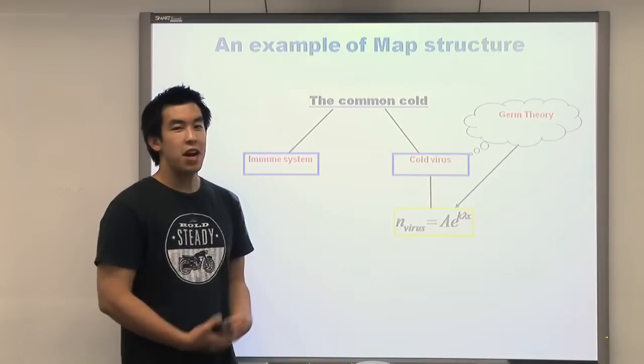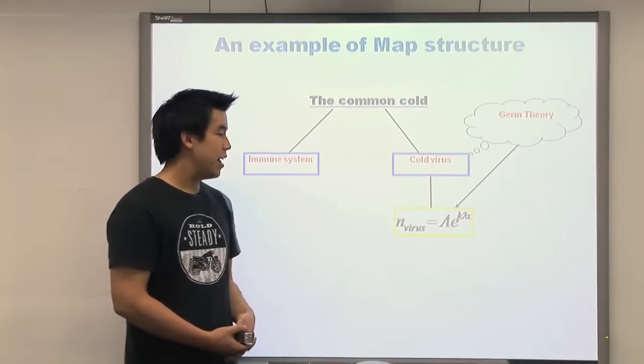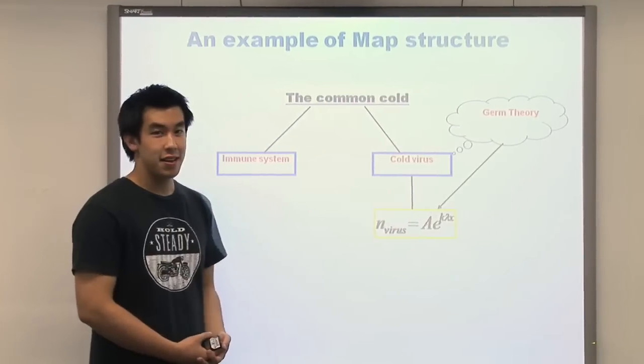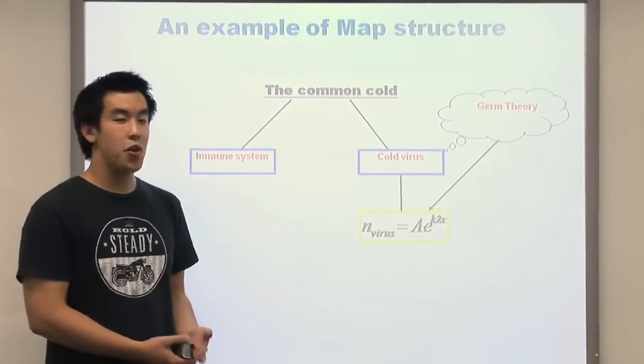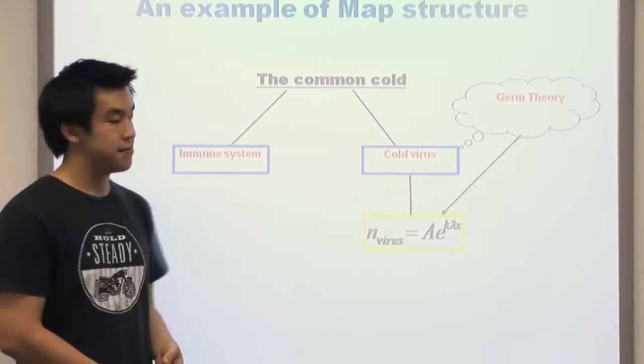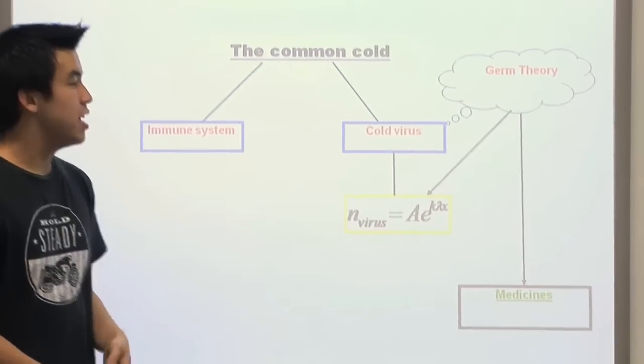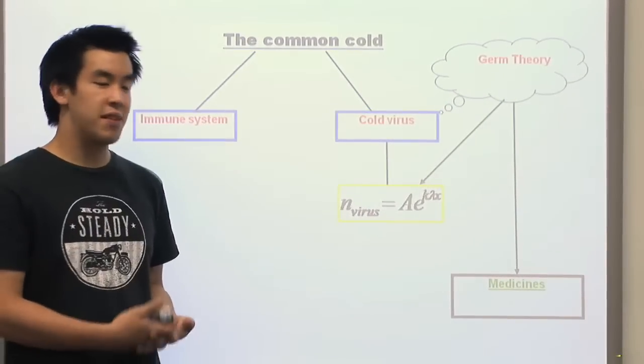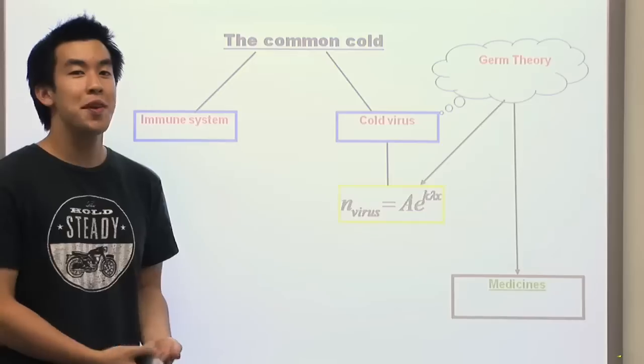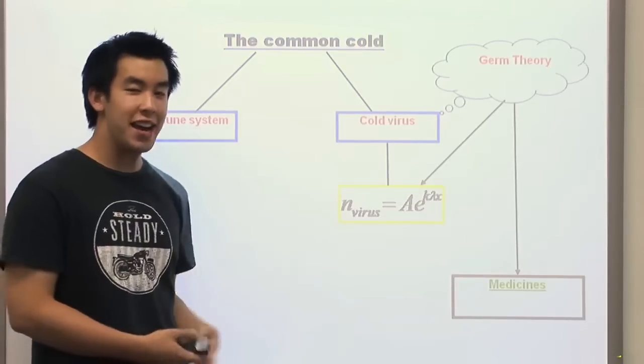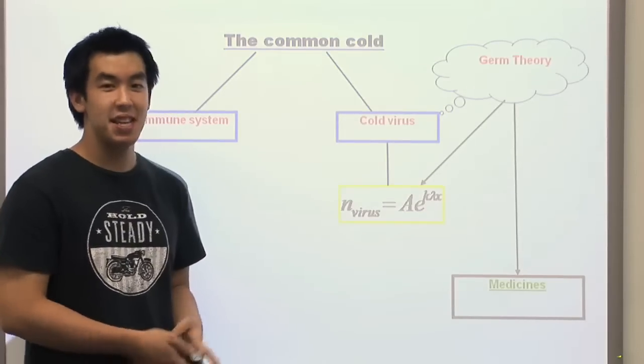An equation which can help describe germ theory is given here. Because it's an equation, it is shown in a yellow box. Now, germ theory informs the development of medicines, which is a real-world application. So it is shown here in green underlined text in a black box.